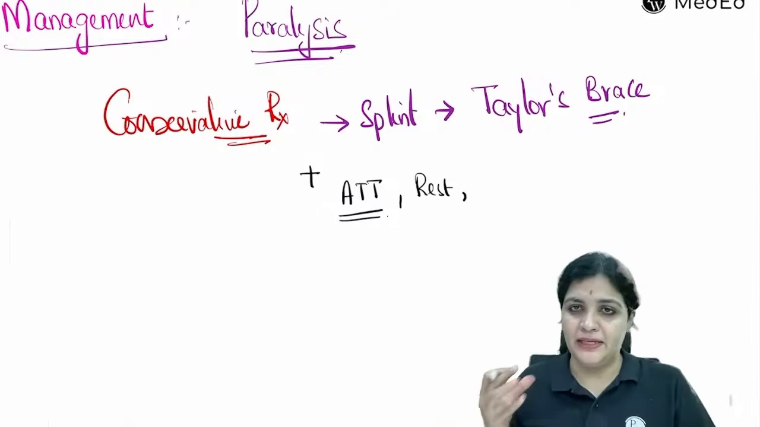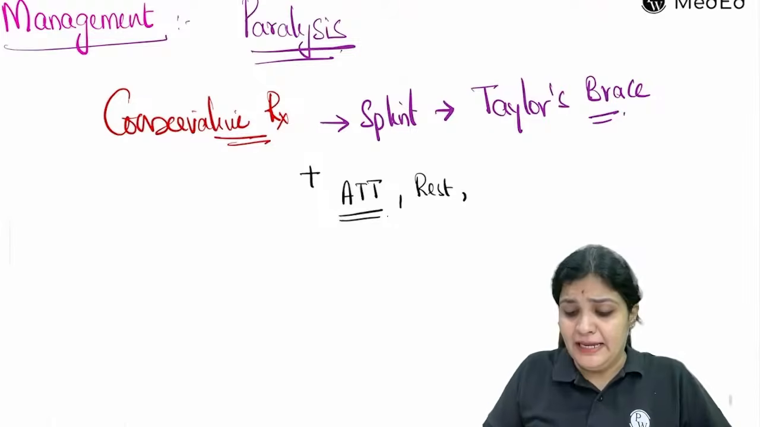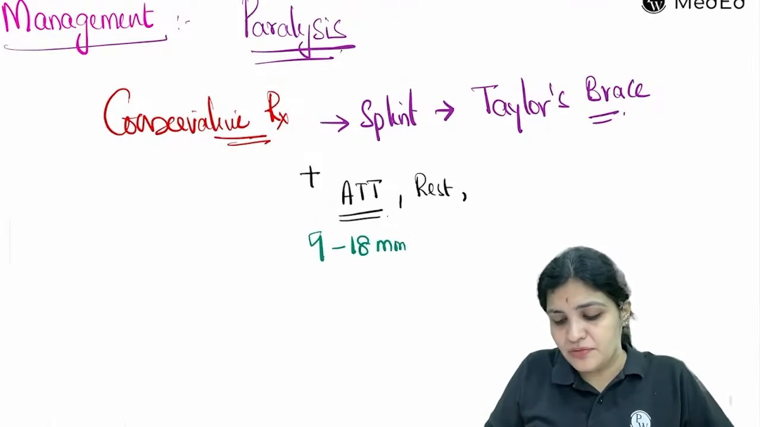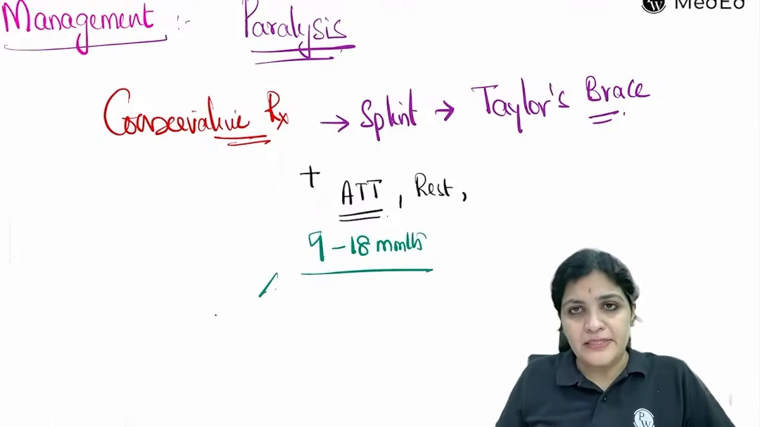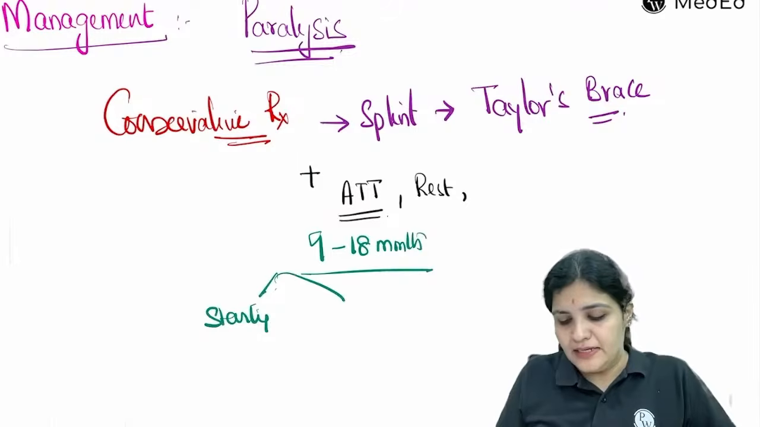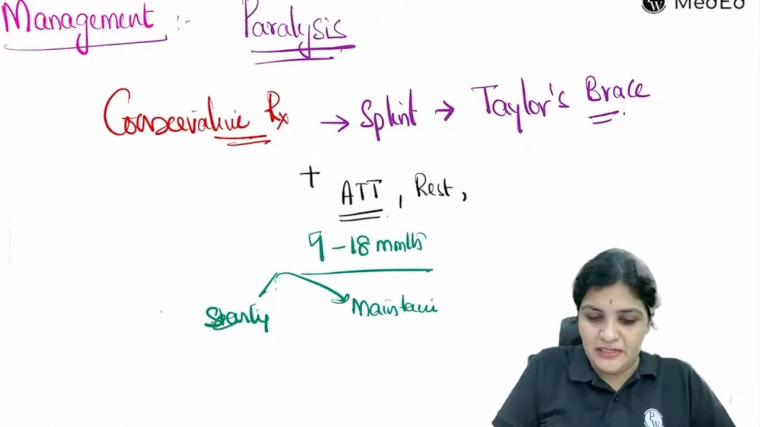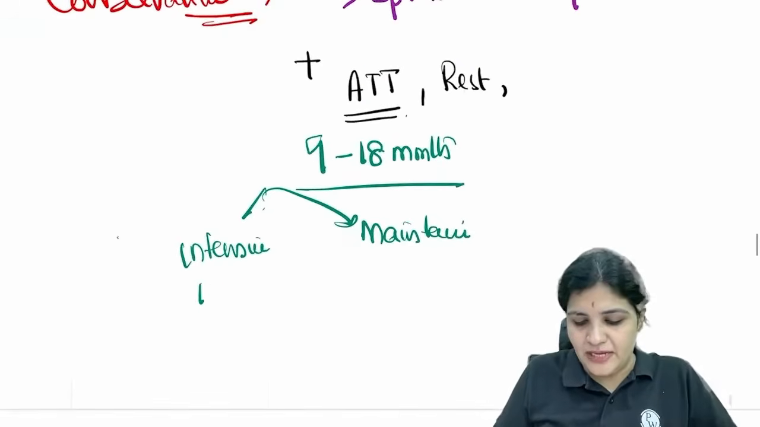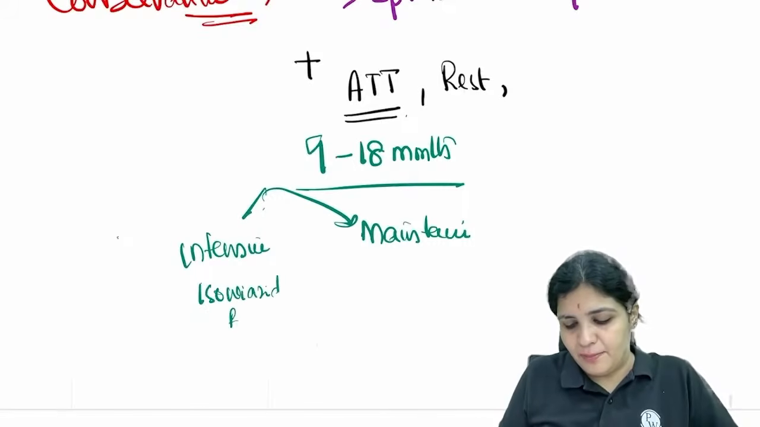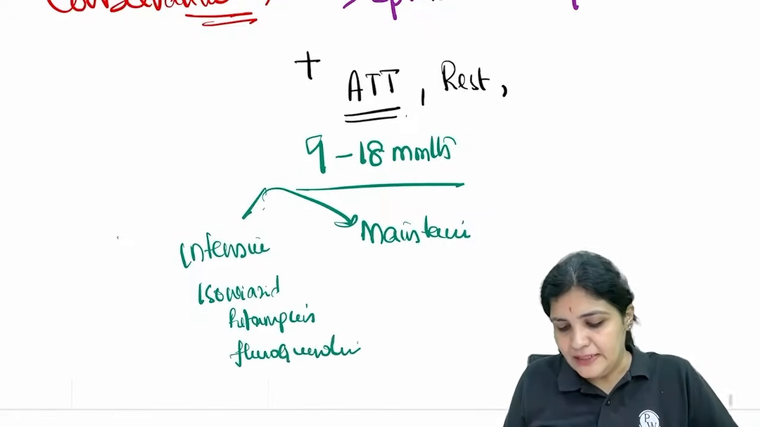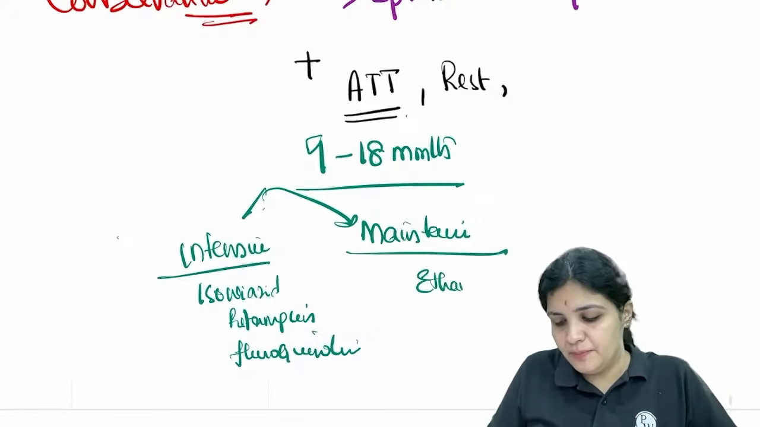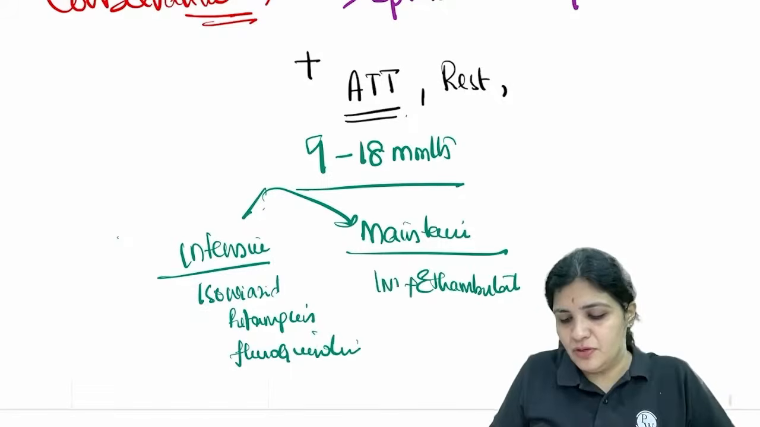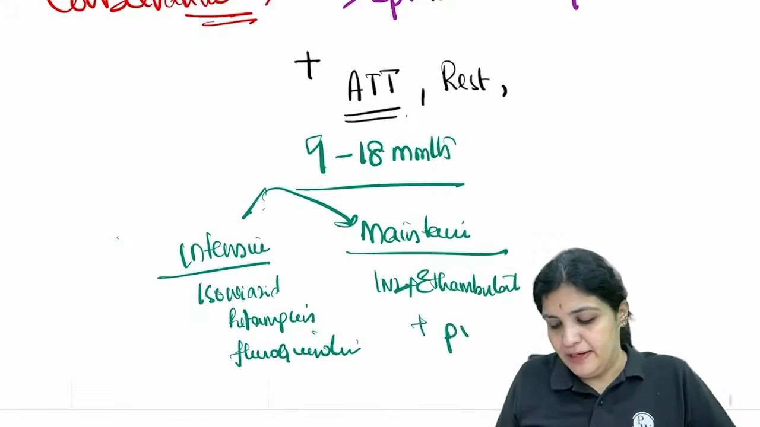Usually the treatment of TB is done this way. And this ATT is different, where you go for 9 to 18 months of treatment, with two phases: the starting phase, that is the intensive phase, and the maintenance phase. In the intensive phase you take the help of isoniazid and rifampicin, and sometimes you can add a fluoroquinolone also. And then you go with ethambutol, the combination of isoniazid and ethambutol, and then pyrazinamide.